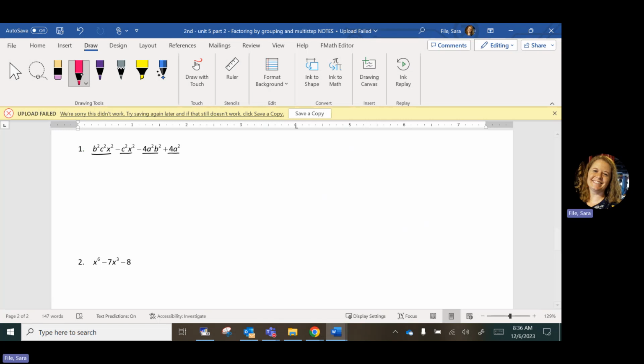There's 4 terms in this expression. We literally just did it on the front. We tried GCF first. There is no GCF. What? Grouping. We're going to do grouping. We've got 4 terms. There's no GCF. I'm going to try grouping. So I'm going to create my 2 groups.